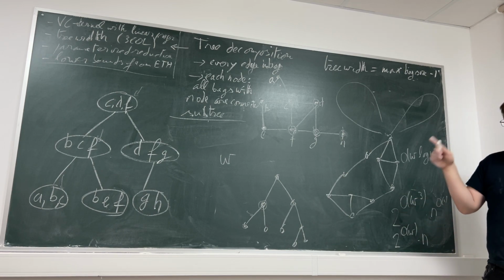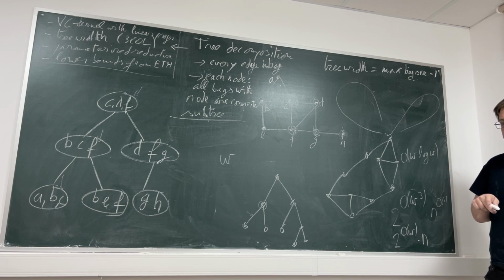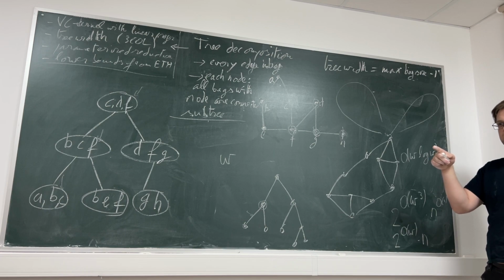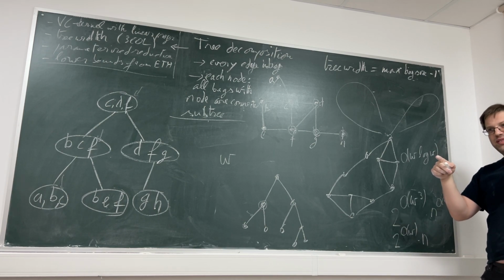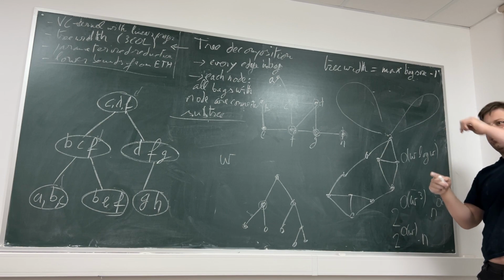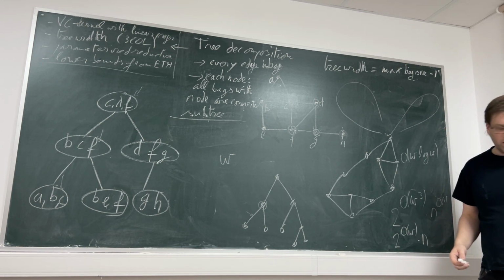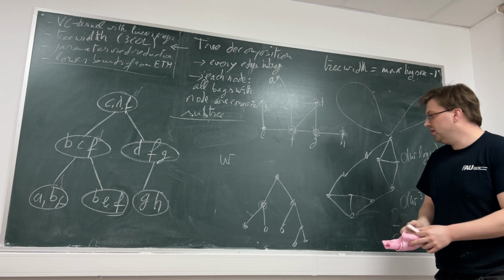For a cycle, what is the tree width of a cycle? 2. For the police, it's kind of with 3 police. Stand on the diameter. And then the police moves in the direction of the thief. Next one, for the grid graph.